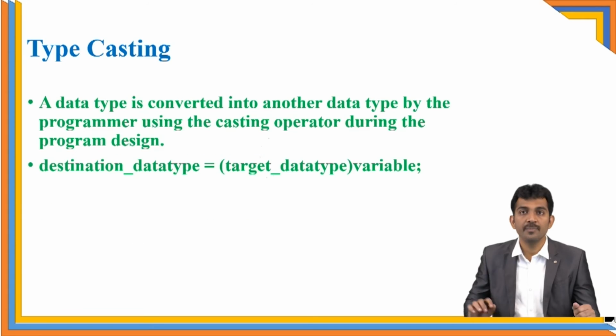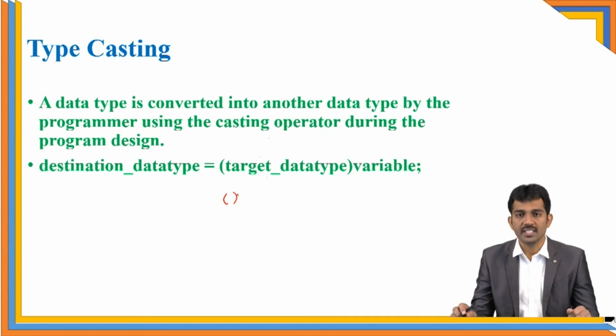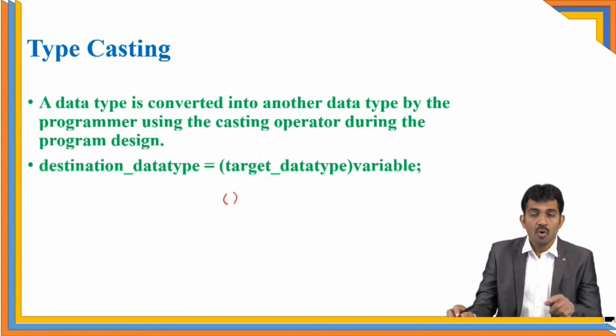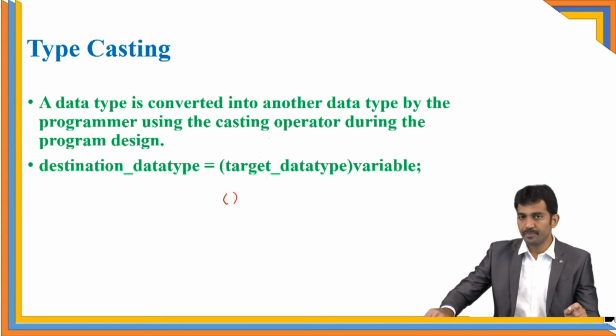And next we are going to see typecasting. Typecasting means converting. A data type is converted into another data type by the programmer using a casting operator during the program. It's called typecasting. Here the typecast operator is two brackets. For example, the destination data type, the target data type, is written before the variable. If you consider this, what data type are we going to convert into which type? That is very, very important.